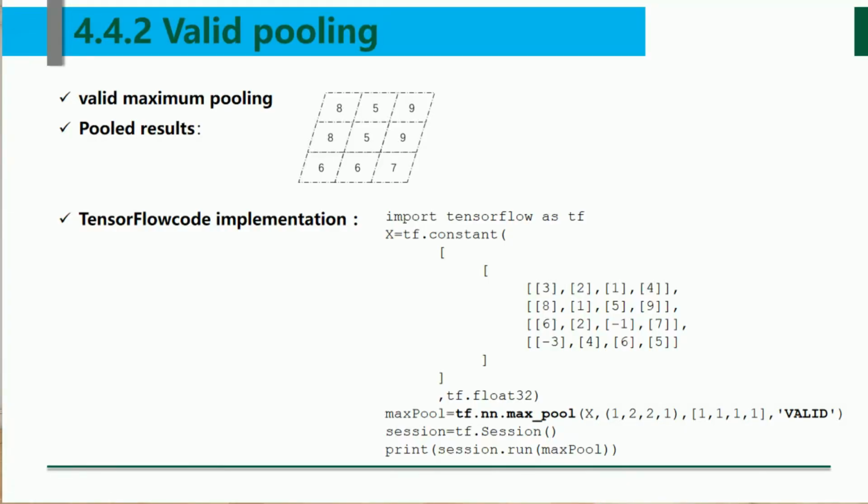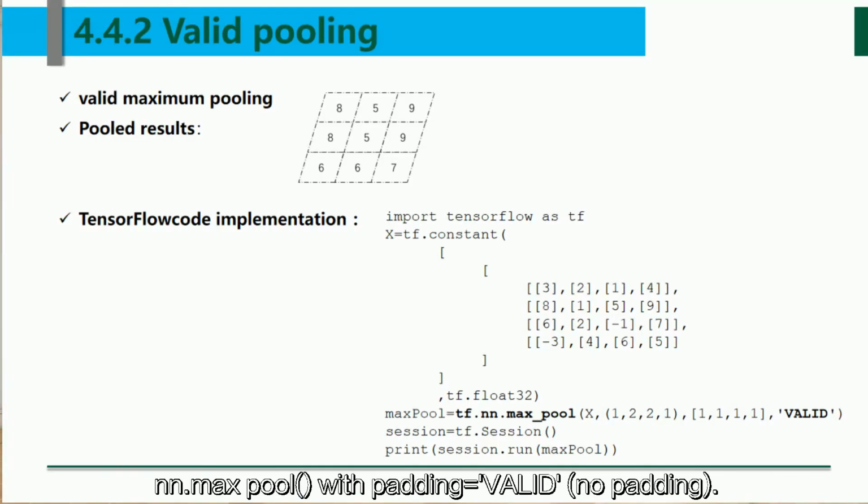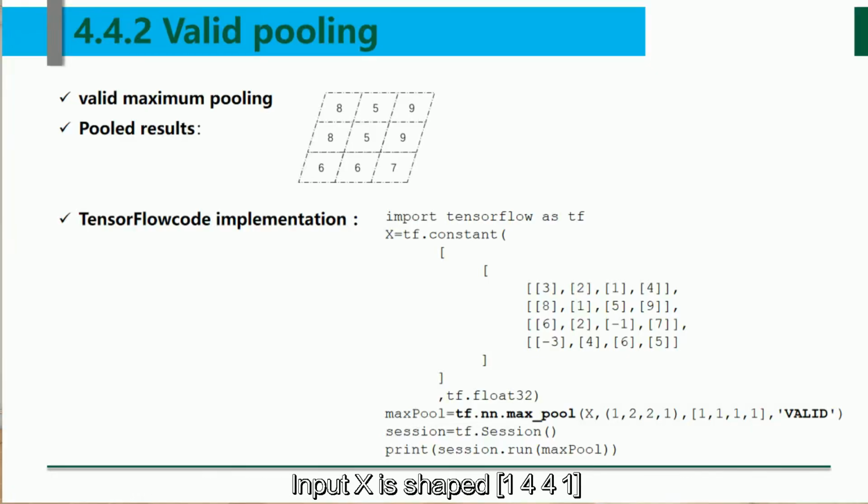The TensorFlow code uses tf.nn.max_pool with padding equals valid, no padding. Input x is shaped 1, 4, 4, 1, and running the code outputs the 3 multiplied by 3 tensor with values like 8, 5, 9.